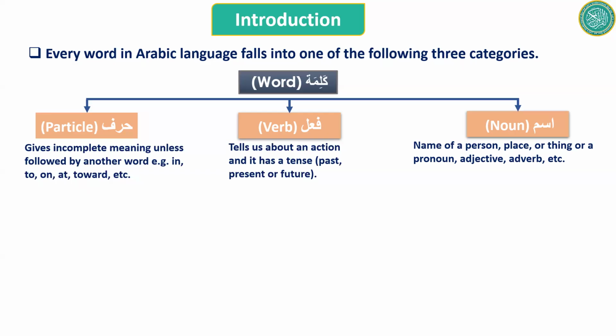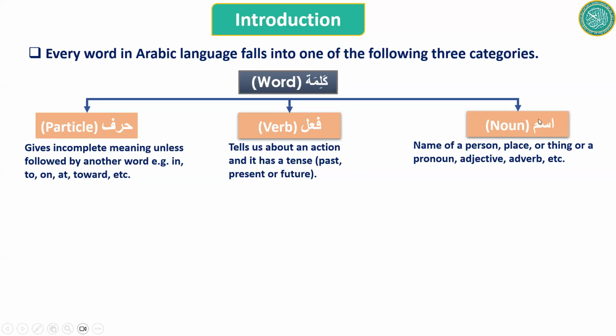For example, if somebody asks you where you are going, and you say "to," that's it. You said a harf, "to." That doesn't mean anything. That did not give a meaningful answer, right? It was an incomplete answer because you used a harf to answer. You have to say something else after it. For example, you can say to the school, to the airport, to the masjid. So words like in, to, on, at, towards, and many other words give incomplete meaning, and they're called harf. So again, three types of words in Arabic language: ism, fail, and harf.